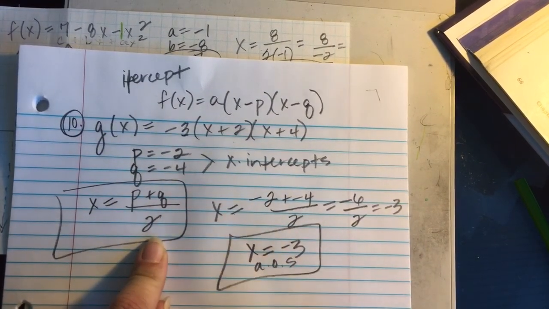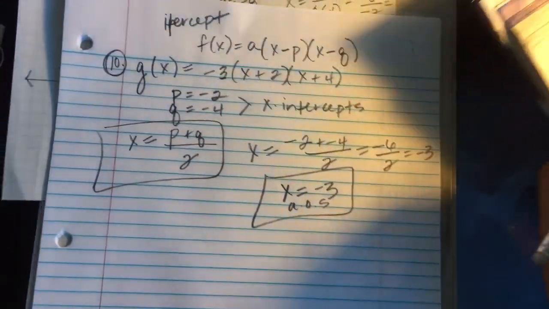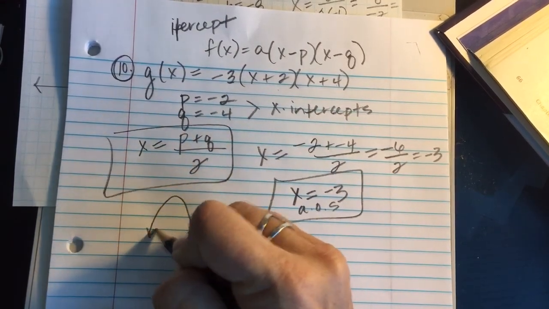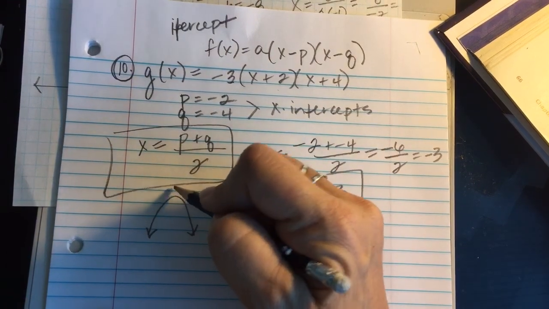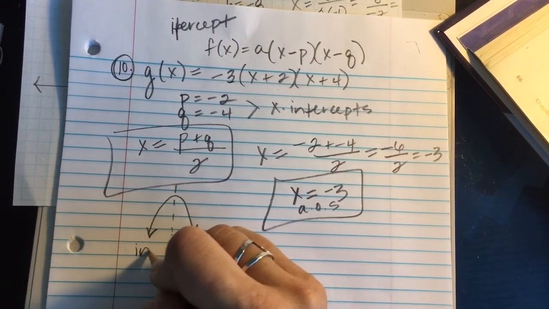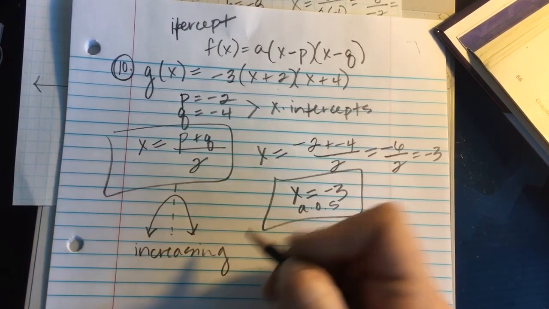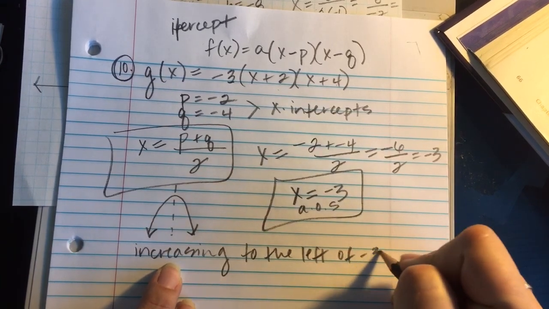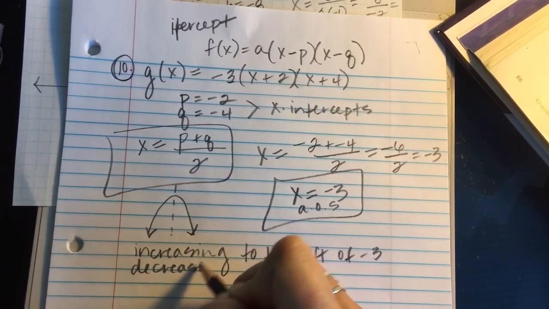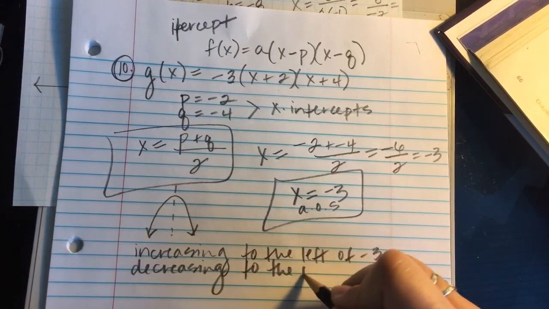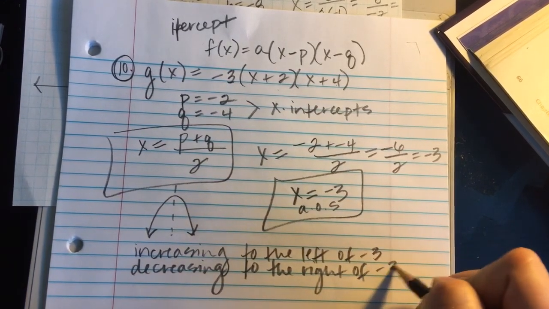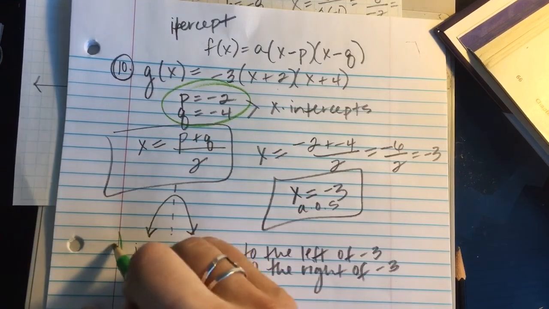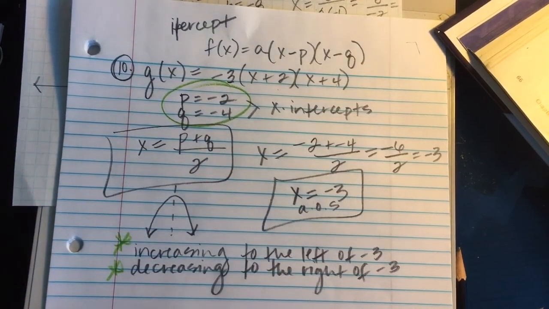Now, that's important because this is the value of x that's going to give us the information about what this parabola is doing. The parabola has a -3 for a, so it's opening down. So we talk about how this is increasing: increasing to the left of -3, and it's decreasing after it hits -3, so to the right of -3. They wanted x-intercepts and then increasing, decreasing information, and that was the work that I had to do to get to it.